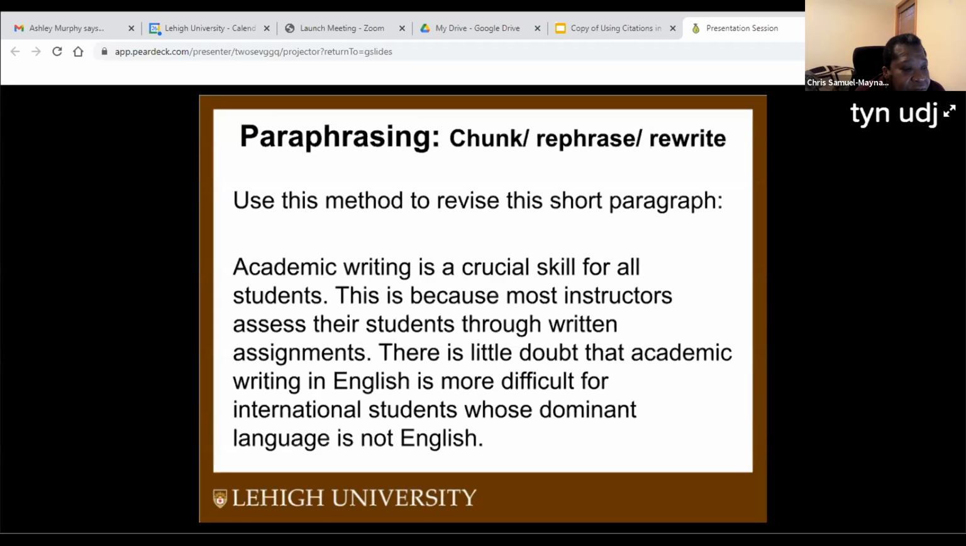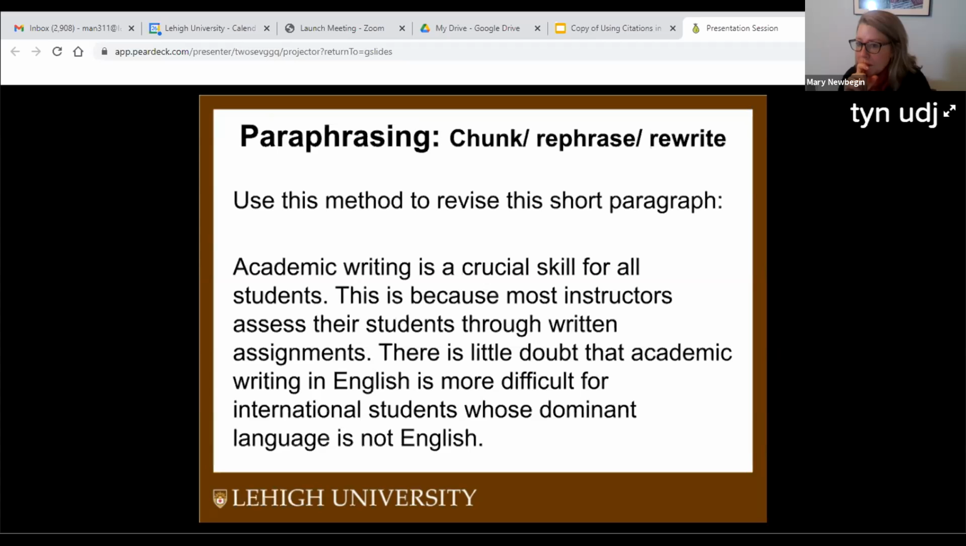There is little doubt that academic writing in English is more difficult for international students whose dominant language is not English. Beautiful. And then the next step after that would be to just go in and find particular words and see if you can think of a synonym. So how about the word crucial? Important. Beautiful. Any others?